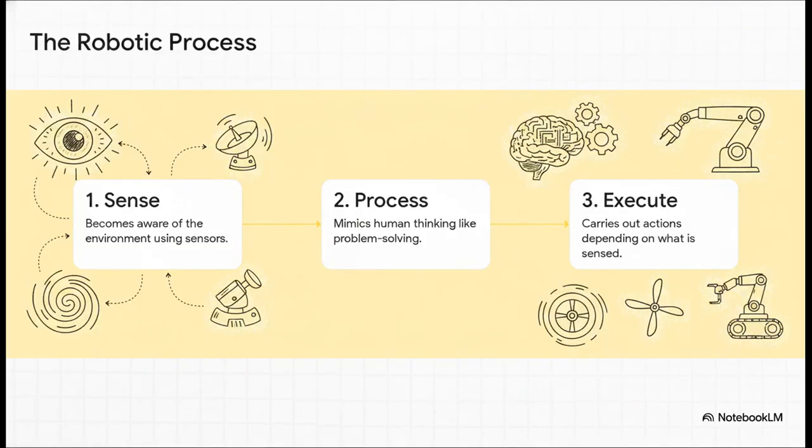So how does all that intelligence actually get put to work? Well, through robotics. And the best way to get your head around it is with this simple three-step loop. First, the robot senses its environment, with cameras and sensors. Then it processes all that data with its AI brain. And finally, it executes an action using motors and actuators. Sense, think, act. That is a perfect framework for an exam answer.